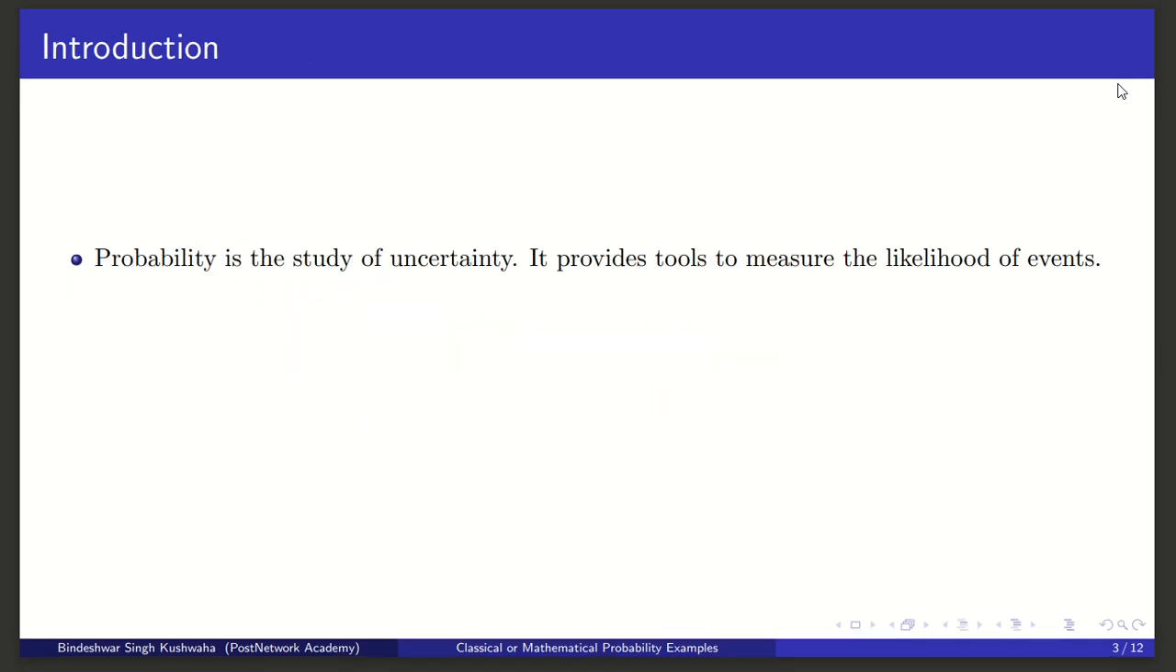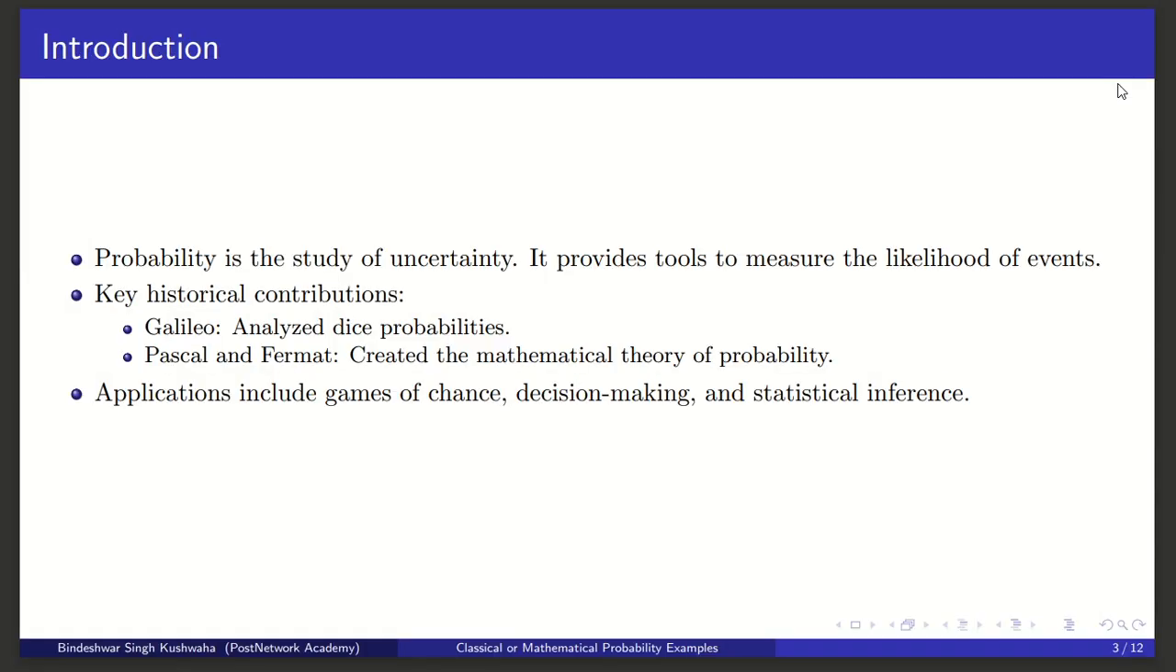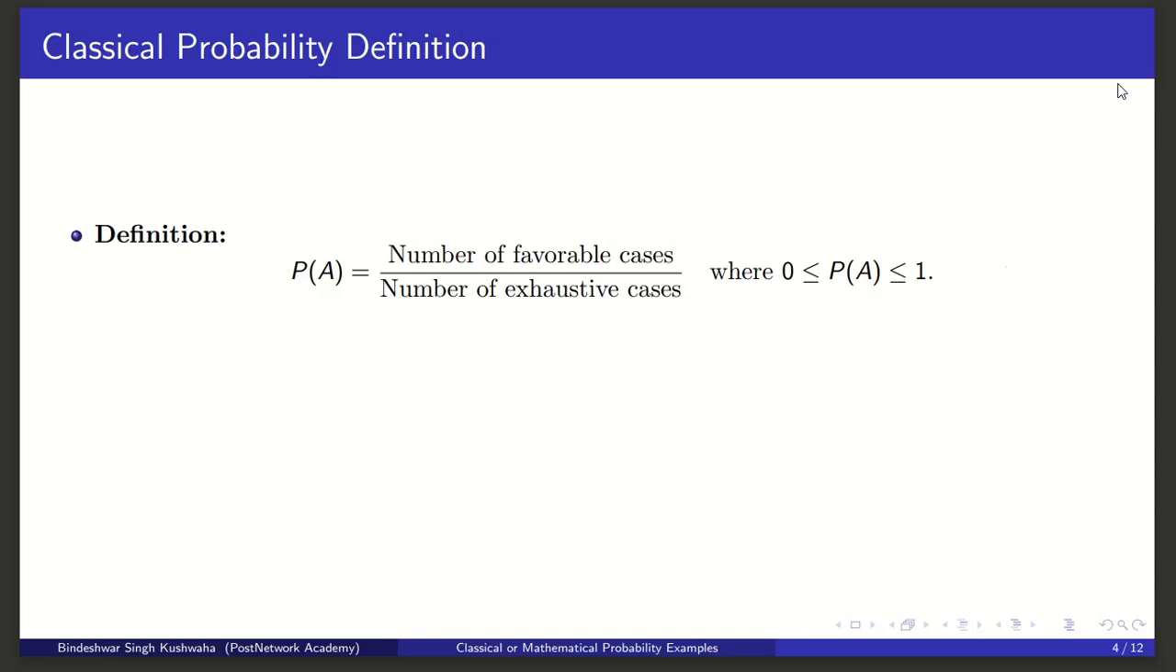So basically probability is the study of uncertainty. It provides tools to measure the likelihood of events. Let us see some key historical contributions. Galileo analyzed dice probabilities, and Pascal and Fermat created the mathematical theory of probability. Applications of probability include games of chance, decision making and statistical inference.